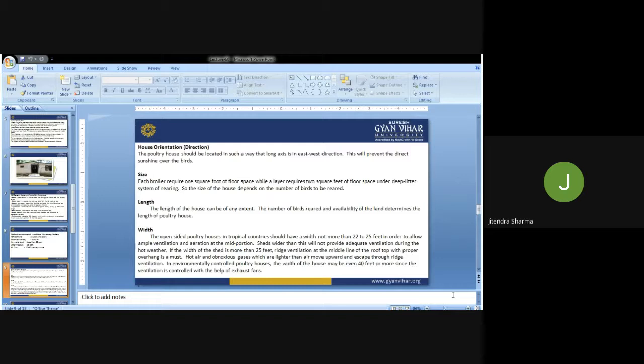Otherwise, if we are habitating the birds in a natural environment, and we don't have any control over the ventilation, then we are not supposed to increase the width to more than 25 feet. Otherwise, in commercial means, if we have an arrangement for controlling the ventilation, then we can increase the width up to 40 feet.